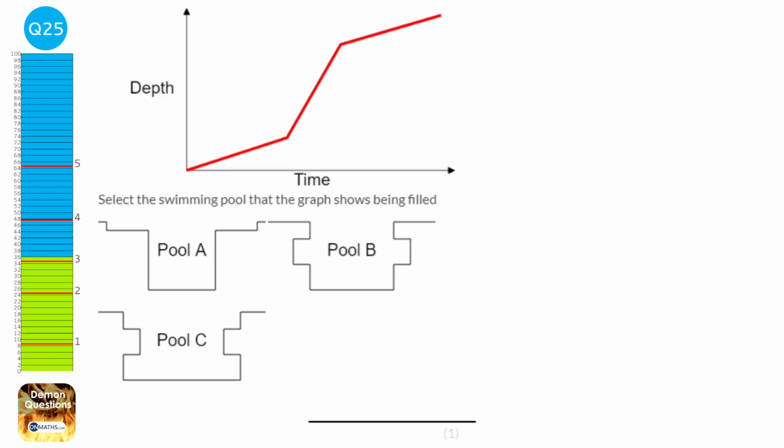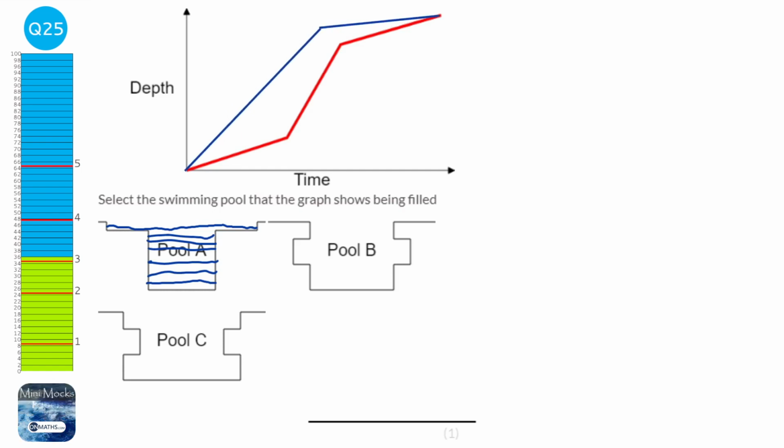So pool A, first of all, we've got water coming into it, and it's actually going to go quite quickly initially, and then it will hit a point at the end where it will go really quite slowly because it's a wider pool. So we would imagine that the graph for pool A would go quite quickly at the start, and then at the end it would go much slower. And the red graph doesn't really describe that at all.